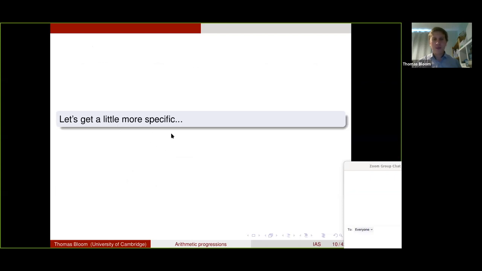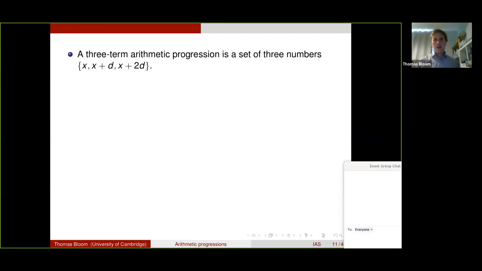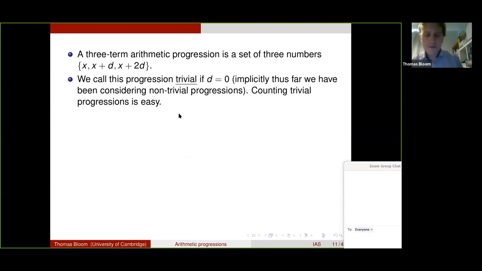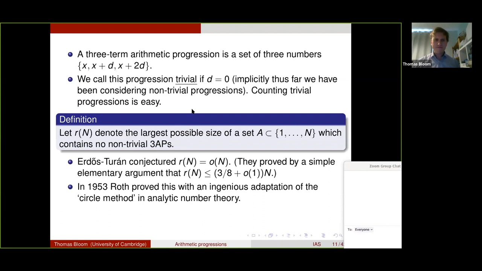Okay, so that's a bit of general historical background. So let's get a little more specific now and look at the case of three-term progressions. Just to be clear again, a three-term progression is a set of three numbers, x, x plus d, and x plus 2d. Of course, every set contains a three-term progression if we allow d to equal zero, but such progressions are very easy to count, so generally we don't mean those when we're talking about three-term progressions. So implicitly, unless I say otherwise, I'm going to be excluding such trivial progressions.